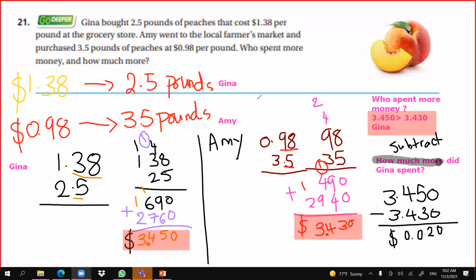Yes, it's Gina, 3.450. It's greater than 3.430. No, miss. Who said 2.5? How? Miss, don't compare between 2.5 and 3.5. Compare the products, the shaded squares, 3.450 and 3.430.